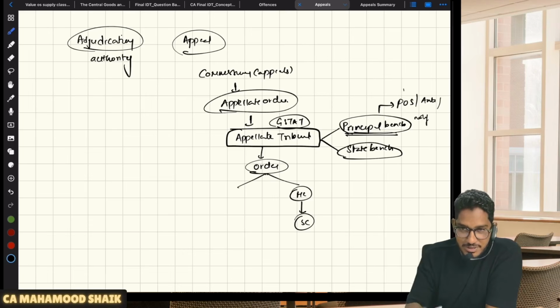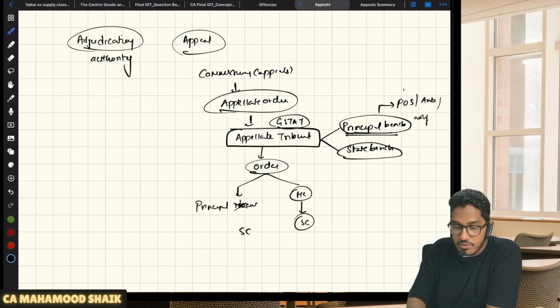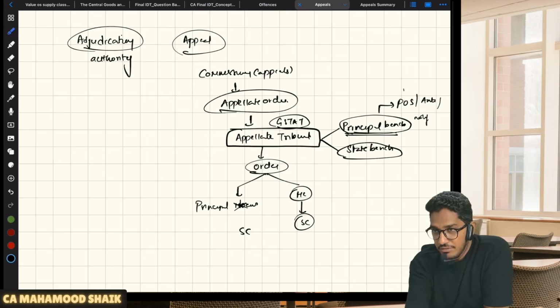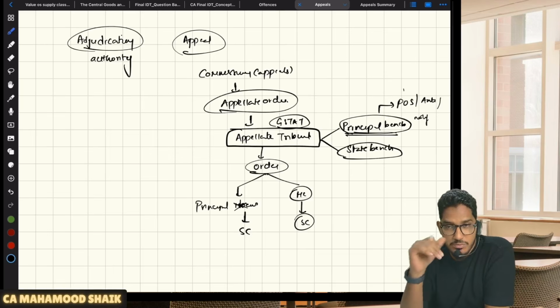So you go to Appellate Tribunal. Thereafter you can go to High Court. Thereafter you have to go to Supreme Court. But in one case you can skip High Court and directly go to Supreme Court. The order of Appellate Tribunal, instead of going to the High Court, you can directly go to Supreme Court. In which case, sir? If the offense is heard by principal bench. If you want to go against the order of the Appellate Tribunal which is given by principal bench, then you can skip High Court and directly challenge it in the Supreme Court.